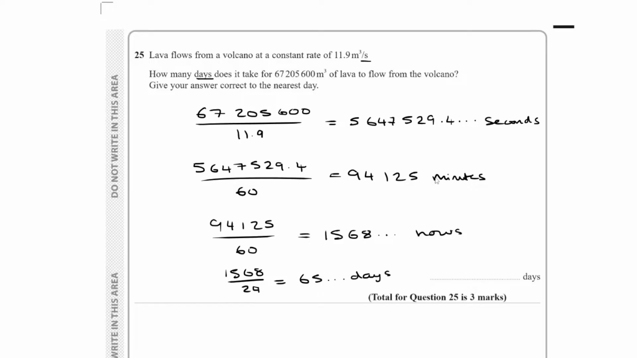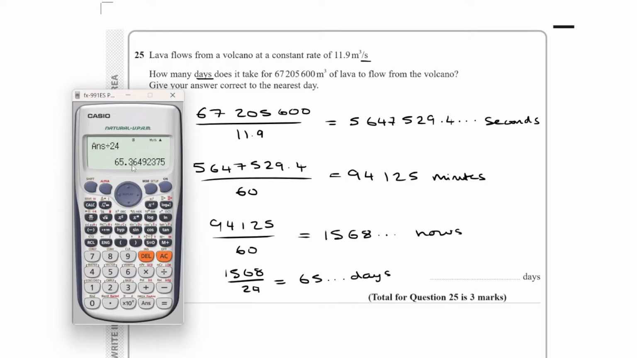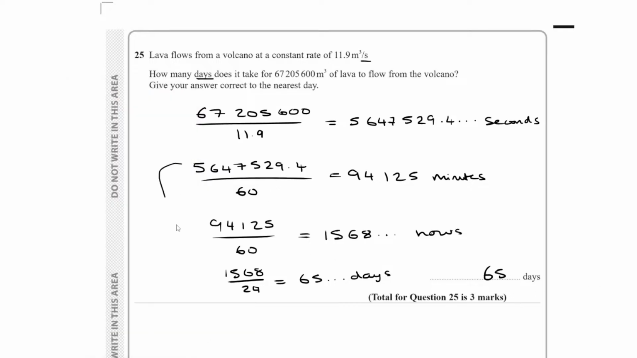Now they've said to the nearest day. So because it was 65.3, I would round it down to 65, wouldn't I? 65. Like I said, this section here, you could just divide by 60 times 60 times 24 if you wanted, all in one step. That's fine. I was just over-explaining it. As long as you get to 65 at the end.